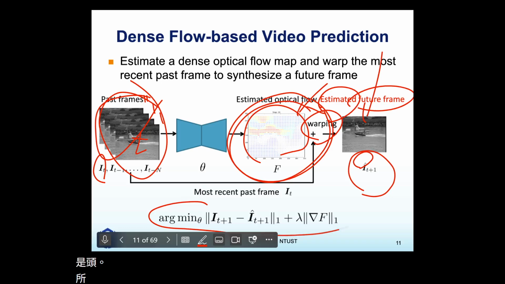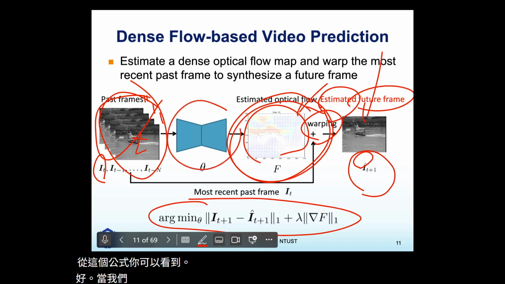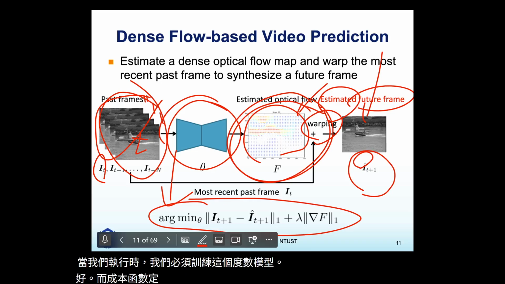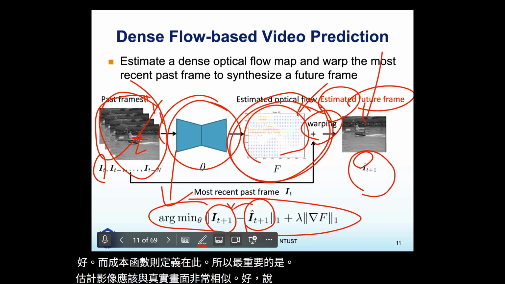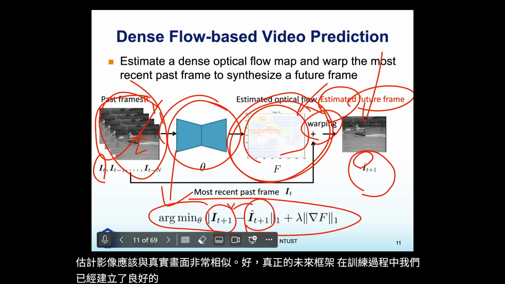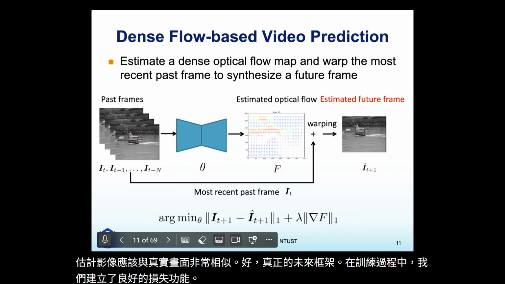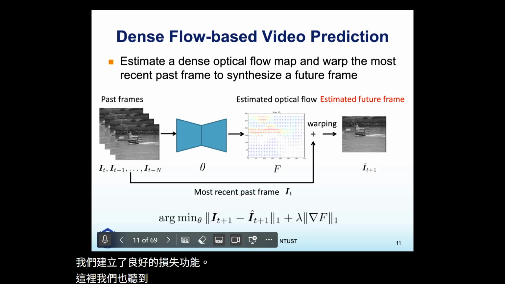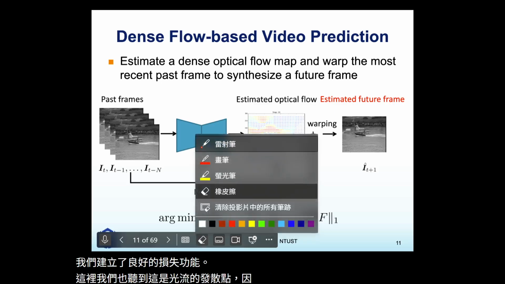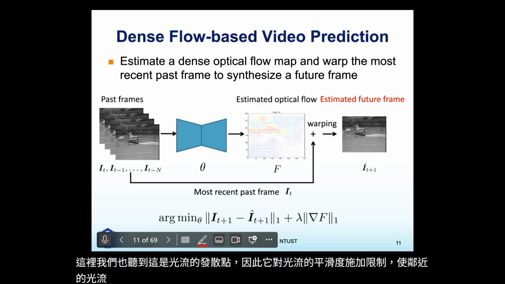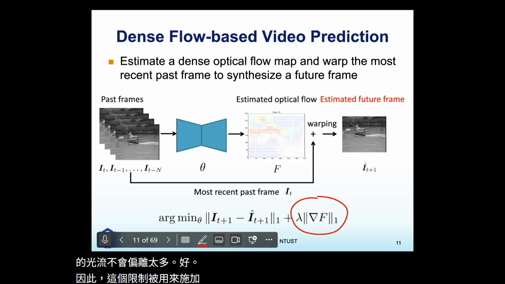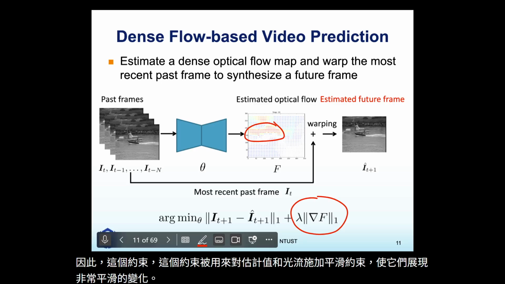As you can see from this formula, we have to train this deep learning model, and the cost function is defined here. The most important thing is that the estimated image should be very similar to the real future frame. During the training process, we have set up a good loss function, and here is also a divergence of the optical flow, which imposes a constraint on the optical flow smoothness, so that the neighboring optical flow will not deviate too much. This constraint is utilized to impose smoothness on the estimated optical flow, so that they show very smooth change in the final optical flow vector map.